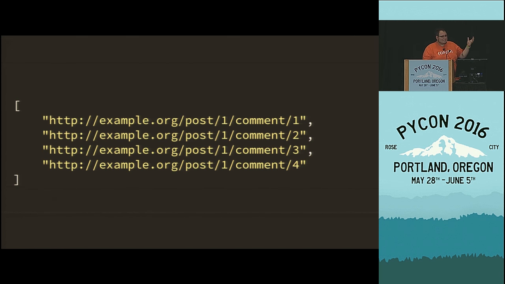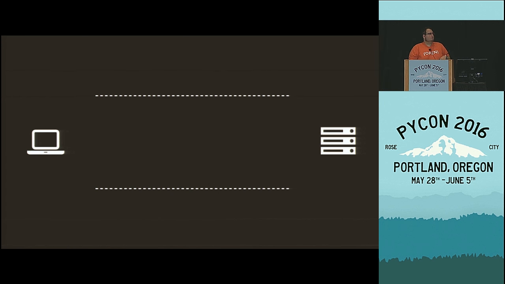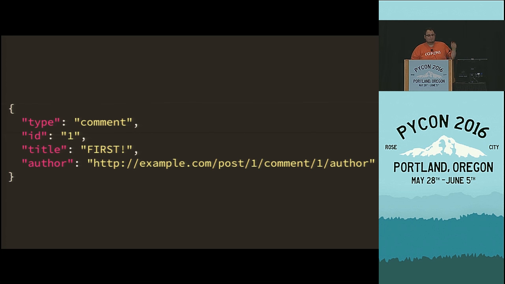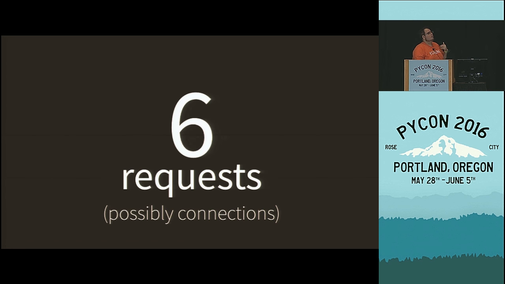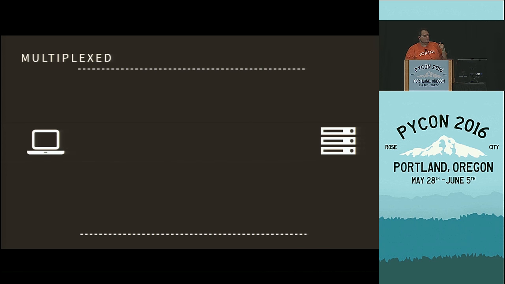So ideally, in a wonderful world, we would respond with this collection. So here's a list of comments, just a simple array. So we're going to go ahead and fetch all of those, right? TCP connection, blah, blah, blah, right? We get this. And here's a comment, which has a link to author information, for example. So minimum, we're making 6 requests, possibly connections, more likely 14 requests. It's not very good. So let's take a look at multiplexing.